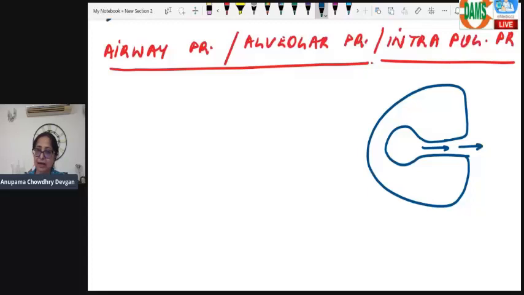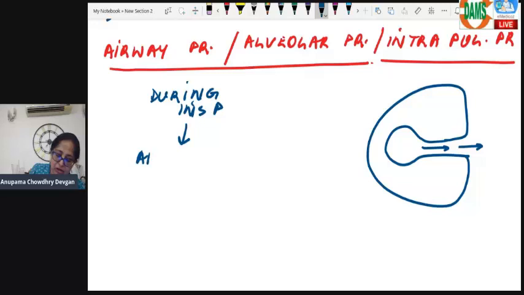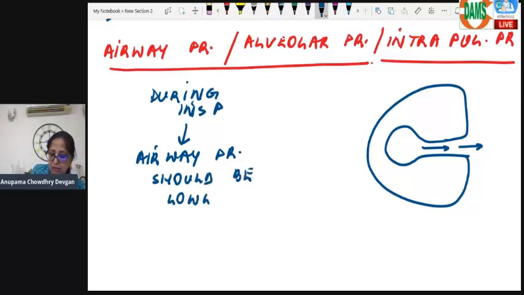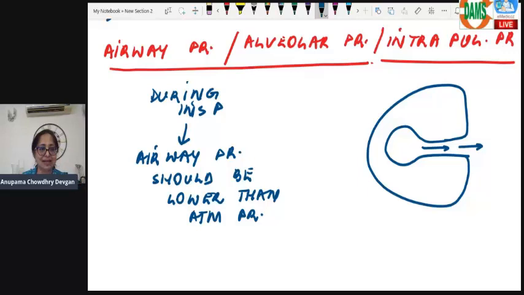Now, like I said, during inspiration, airway pressure should be lower than atmospheric pressure. It should be lower than the atmospheric pressure. Then air will come from outside to inside the lungs.